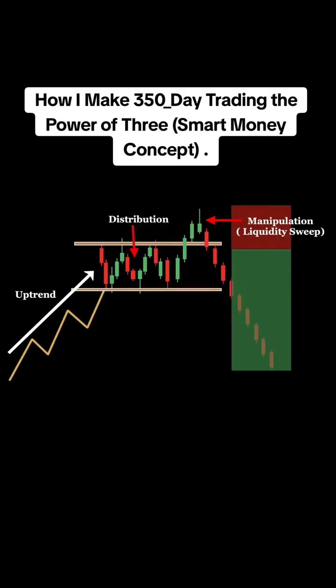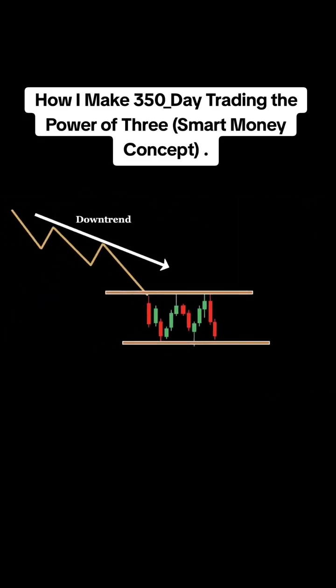This way, you'll ride the acceleration phase, which is a markdown. If the market is trending down, smart money will look for a good area to buy. Wait for the accumulation phase where smart money is preparing to buy. Once a range forms, wait for a liquidity sweep, also known as the manipulation phase.